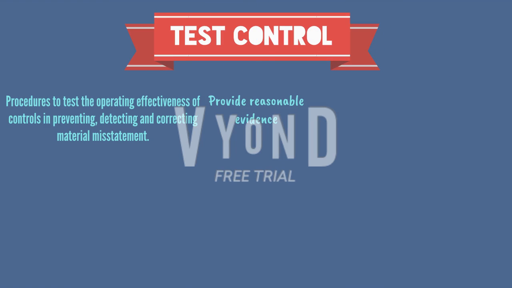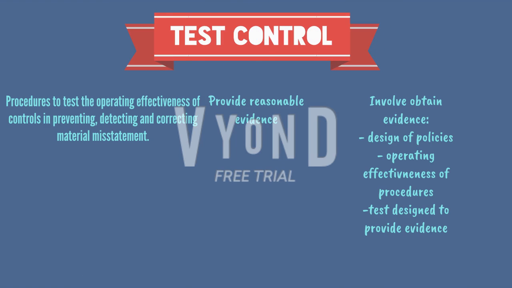Test of control: 1. Procedures to test the operating effectiveness of controls in preventing, detecting and correcting material misstatement. 2. Provide reasonable evidence. 3. Involves obtaining evidence about the design of policies or procedures.